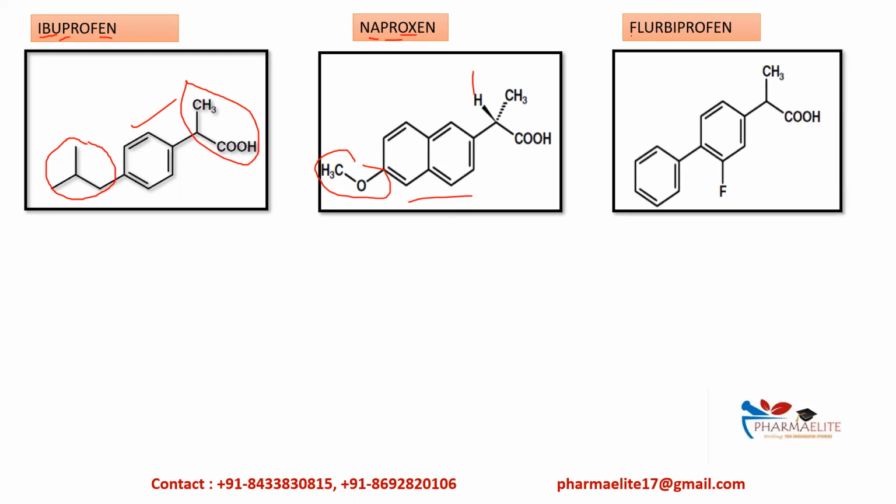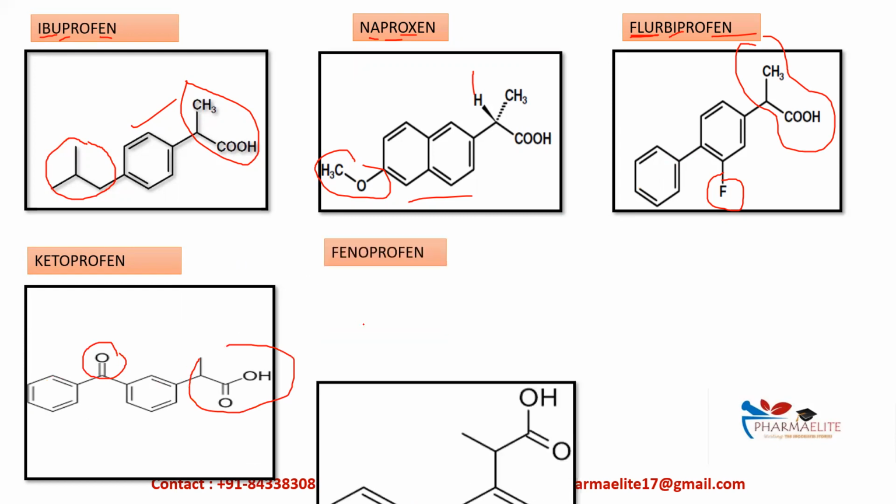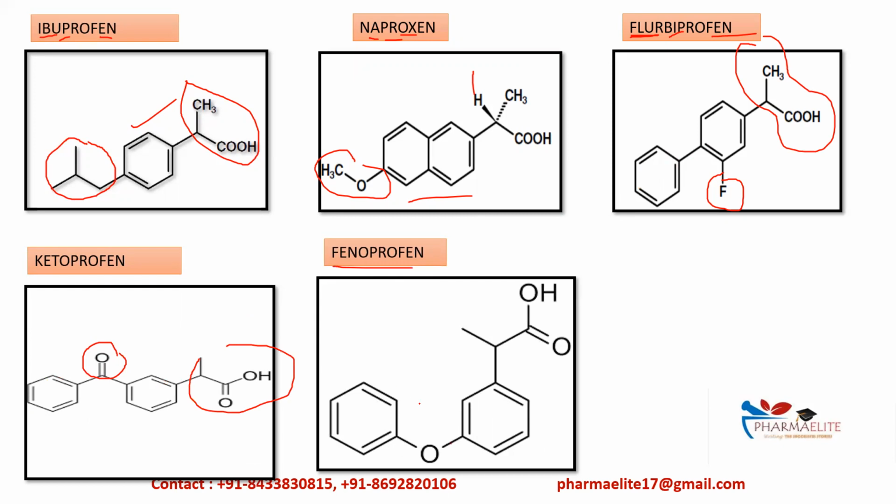Then flurbiprofen. Flu means a fluorine group will be there, bi means the biphenyl ring system, and pro means propanoic acid and phenyl group. The next drug is ketoprofen. You can see the keto group here, propanoic acid here, and phenyl groups here. Then fenoprofen. Pheno means we can see the phenoxy group here, right? So pheno stands for phenoxy, pro for propanoic acid and phen for the phenyl group.